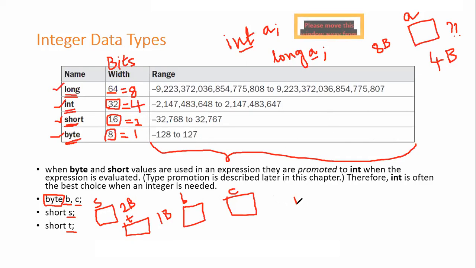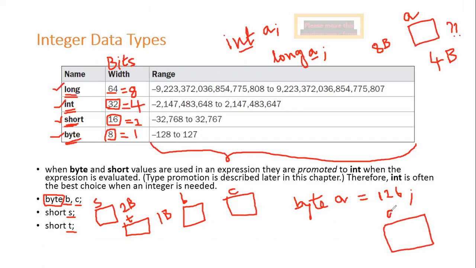Okay, now let me declare a variable as byte. I declare the variable as byte a, and let me assign the value 126. I have assigned the value as 126. So what's going to happen? Once I declare a variable, memory is allocated for this variable called a. And what value am I trying to store in this a? I'm trying to store a value called 126. Now, can I store 126 in this variable called a? Yes, I can store it. How can I tell?